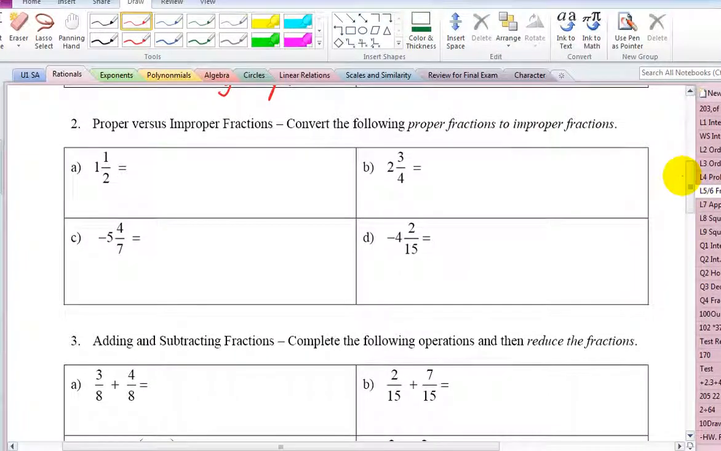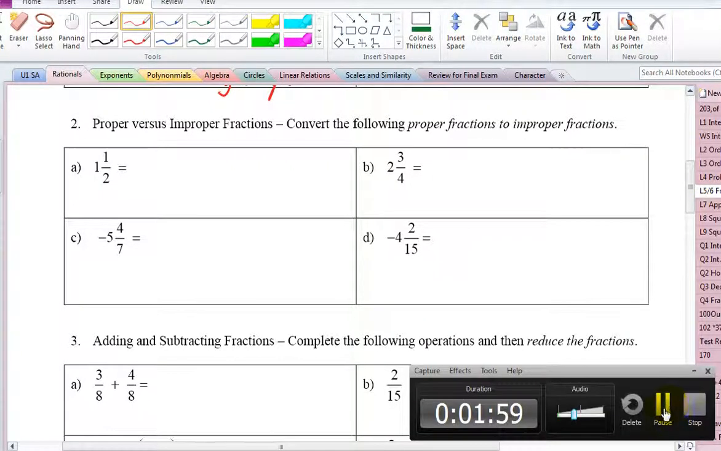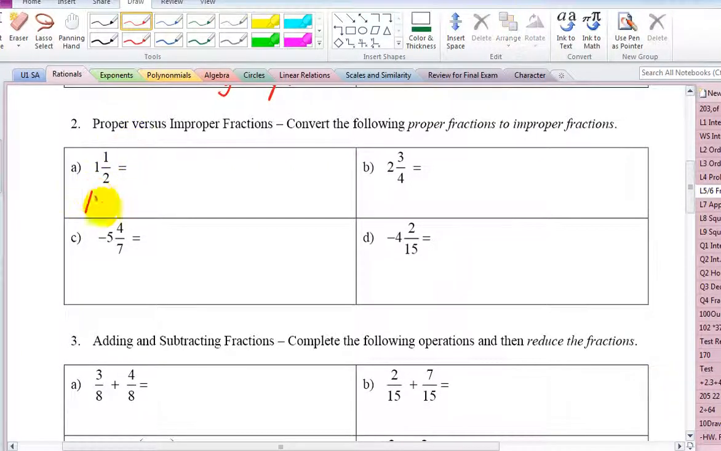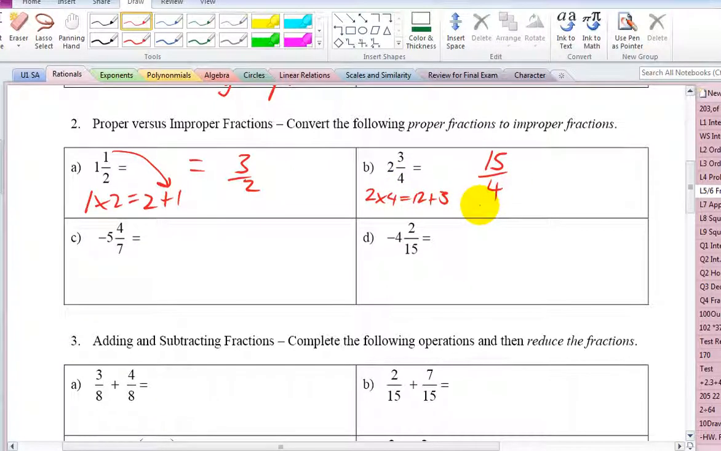Okay, converting. Go ahead, convert these, please. Okay. So 1 times 2 equals 2 plus the 1 up top. And that's going to be 3 over 2. Hands up, you got that? Awesome. Next one, 2 times 4 equals 8 plus the 3. 11 over 4. Hands up, you got that.